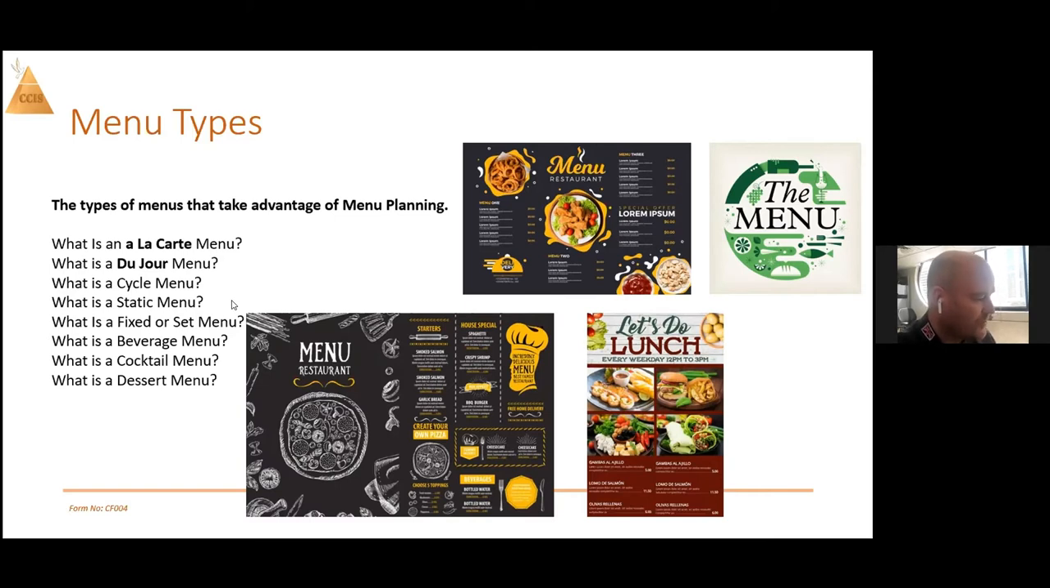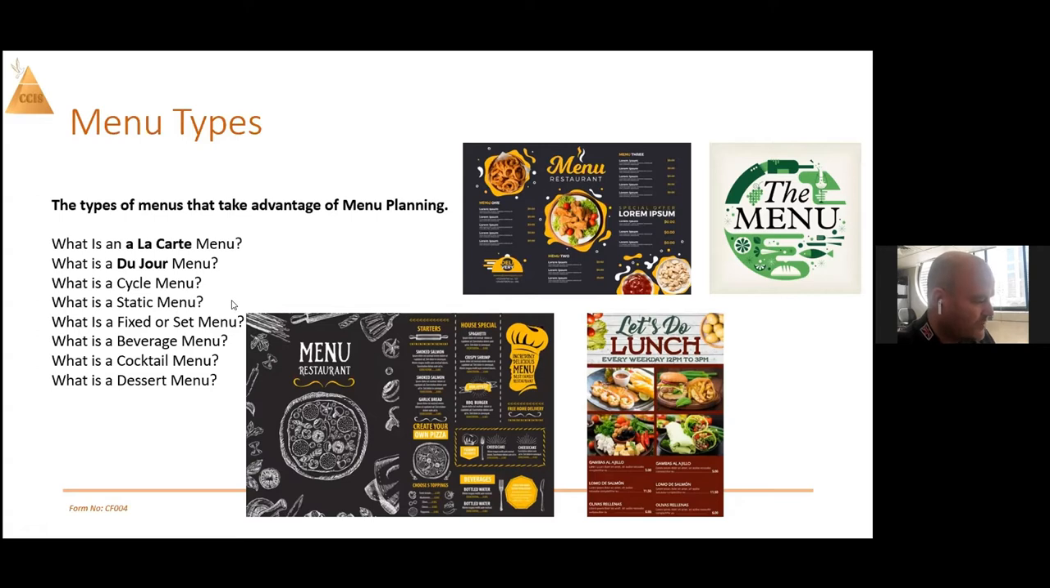Then if you look at a fixed or set menu, this is usually a menu at a type of restaurant where basically they're going to give you dishes in courses, and you basically pay one price for all those courses. That's a set menu. You don't have the option to choose any items. It's already decided for you.